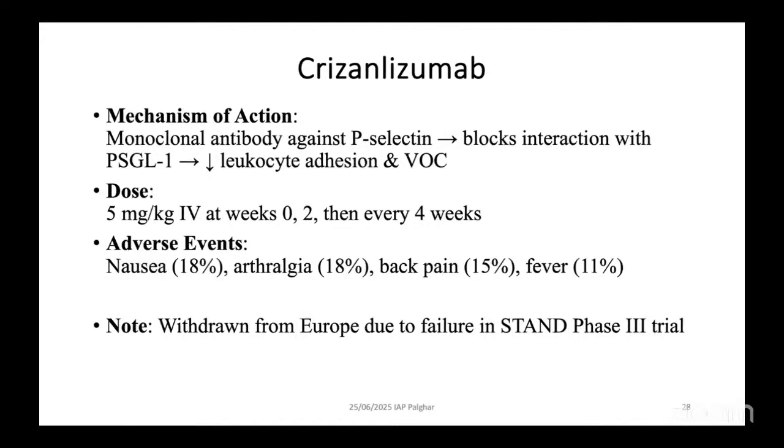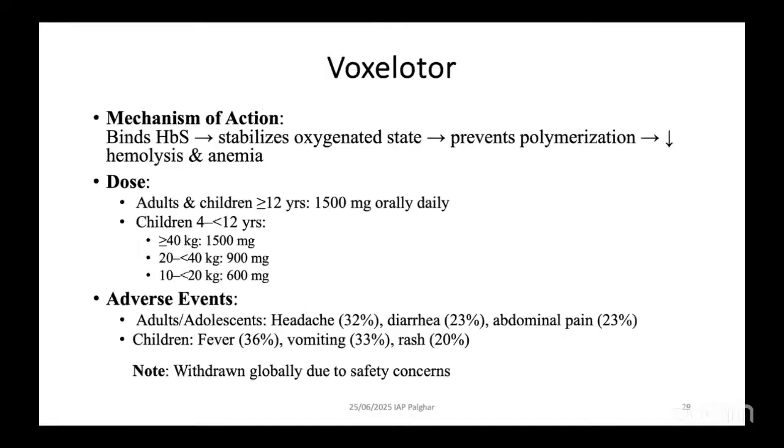Then crizanlizumab. It was actually approved in 2017 as a monoclonal antibody against P-selectin. It decreases leukocyte adhesion, one of the mechanisms causing complications like endothelial injury. So it helps in improving that complication. It was initially approved at a dose of 5 mg per kg per day with limited side effects, but it was withdrawn recently because of not showing any efficacy in these patients.